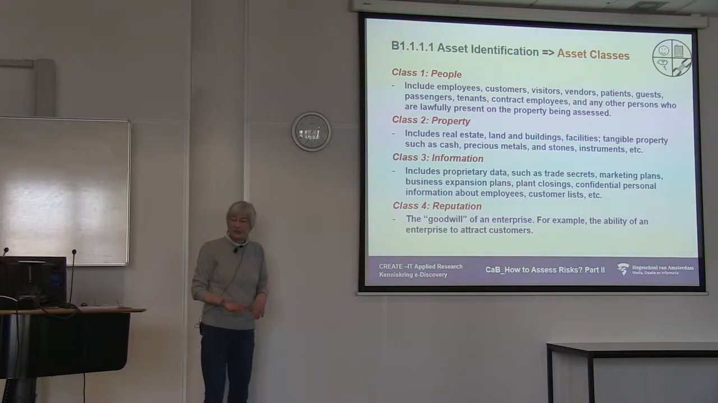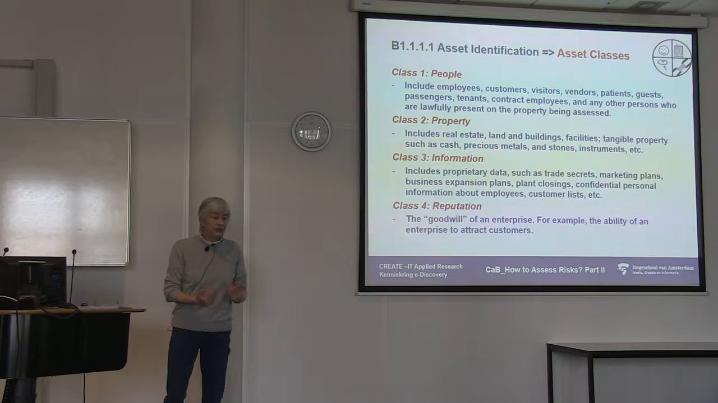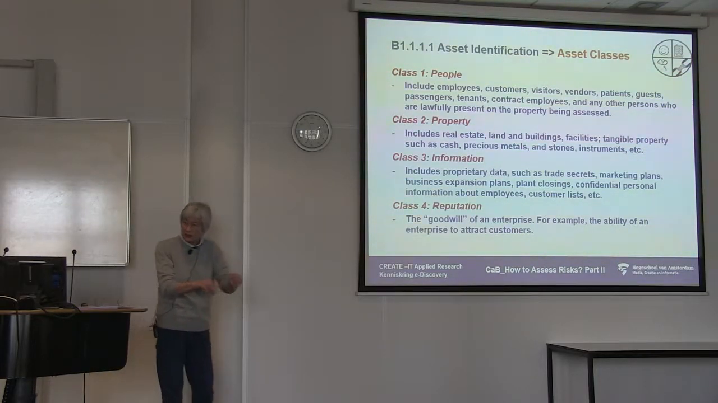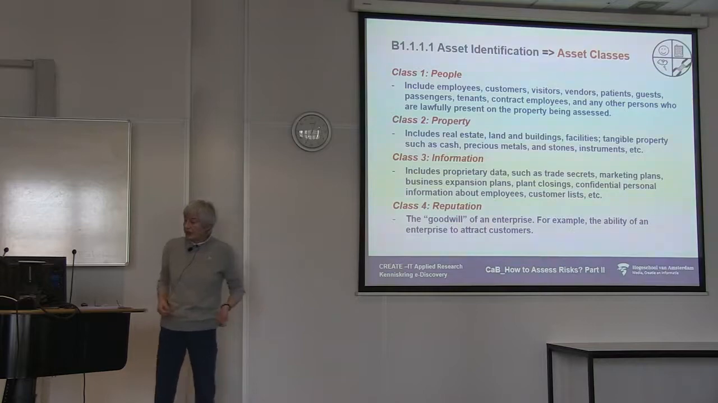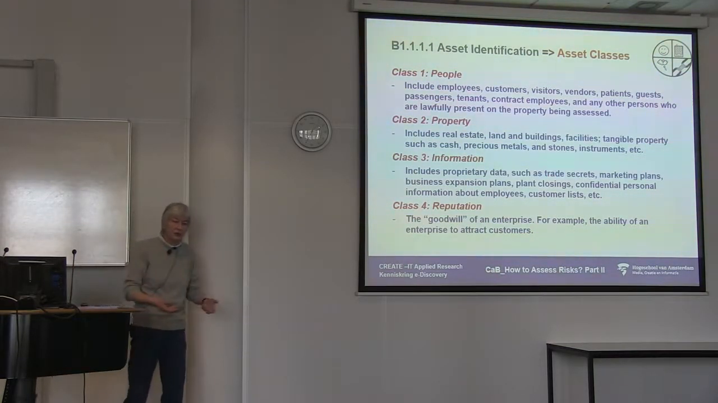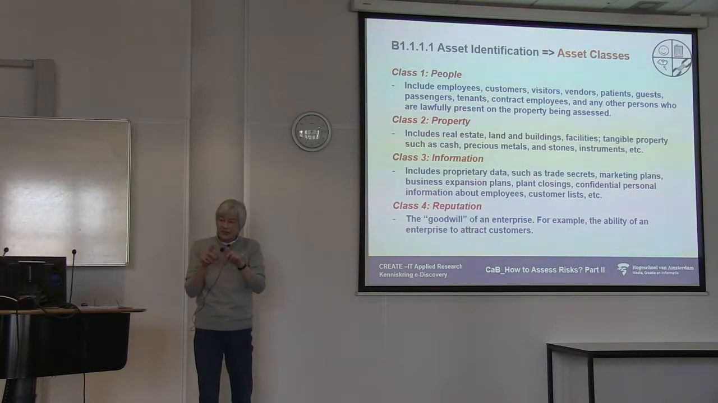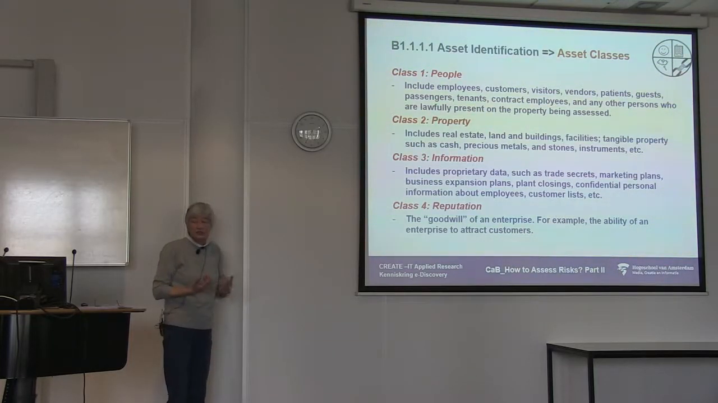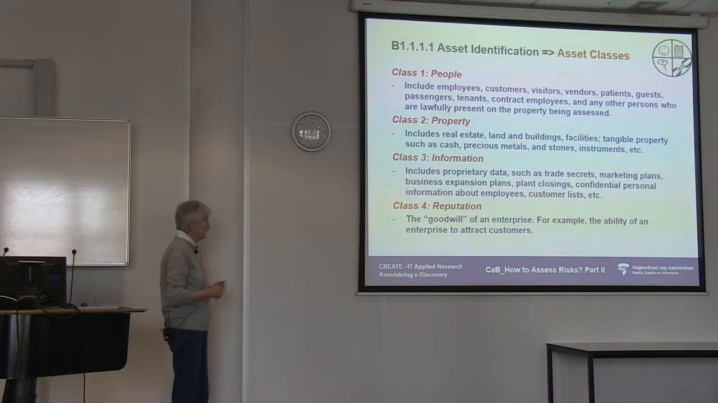When you talk about class two, property, you should consider everything an organization owns when it comes to real estate, the buildings, the facility, the land, things you can touch. We call it the tangible asset: cash, real money, metals, stones, instruments, equipment, whatever, that is all property. And the person who is mentioned as owner is often not only the owner but also the caretaker of this property. Unless you rented your building, then you're not the owner, but you're at least the caretaker.